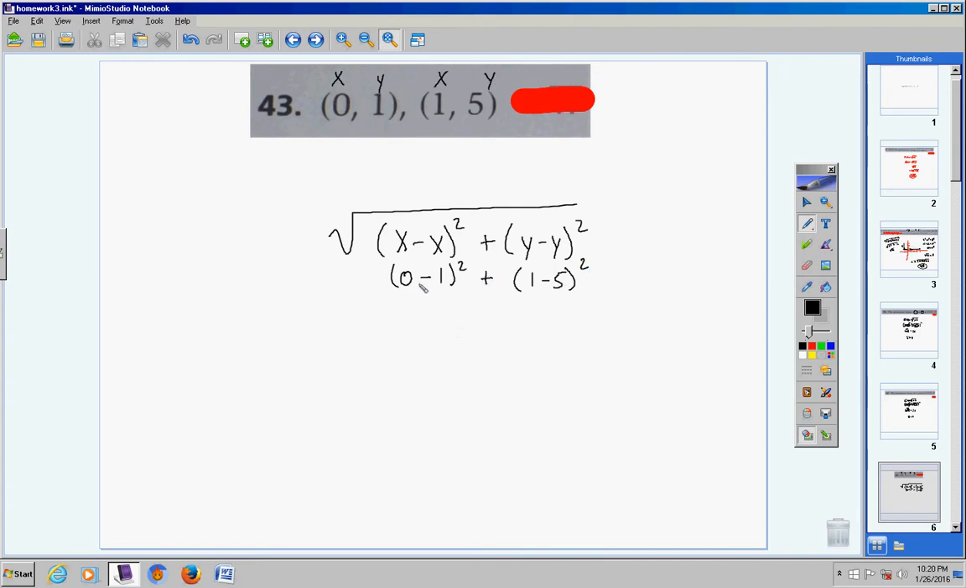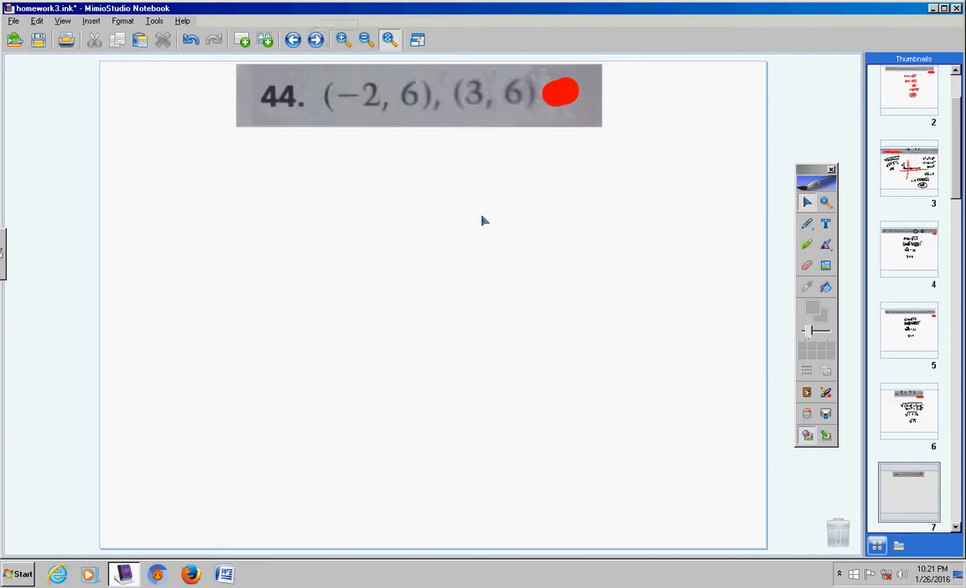So let's see, 0 minus 1 is negative 1. When you square negative 1, you get a positive 1. Plus 1 minus 5 is negative 4. When you square negative 4, you get 16. So 1 plus 16 is 17. The distance is the square root of 17, and no, excuse me, that cannot be broken down, okay? Now, if I asked you to write that in decimal form, then you'd have to type it into your calculator and get out a decimal, okay? Alright, number 44.